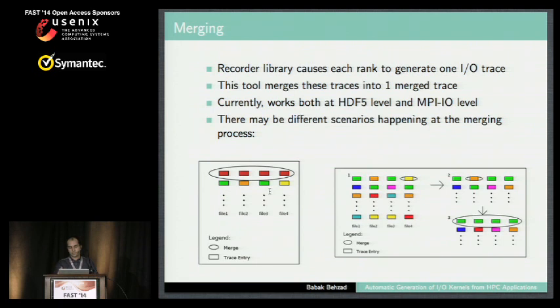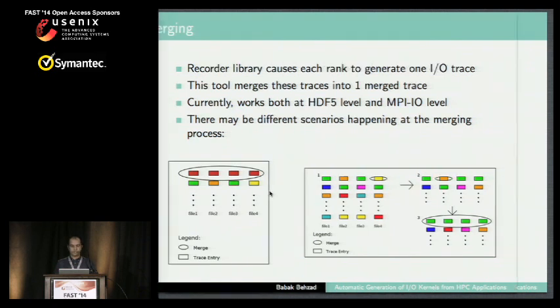For example, on the picture you can see on the left, if you have a function that is being called on all the traces, you can easily merge them and just put them in the single trace. But there are a lot of cases where that's not happening because different processors are doing either different operations or one operation with different arguments. So we have to take care of that.